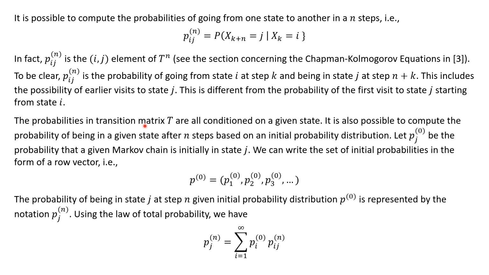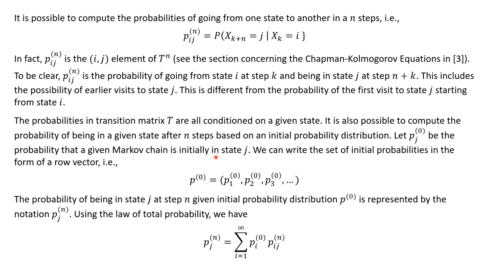The probabilities in transition matrix T are conditioned on a given state. It is possible to compute the probability of being in a given state after n steps based on an initial probability distribution. I alluded to this earlier in the last example, the state G, which you can only leave, and I mentioned that the only way to get in that state would be to start from there, and that's what these initial probabilities are. So P sub j superscript 0 is the probability that a given Markov chain is initially in state j. That's the two pieces of information you need for a Markov chain.